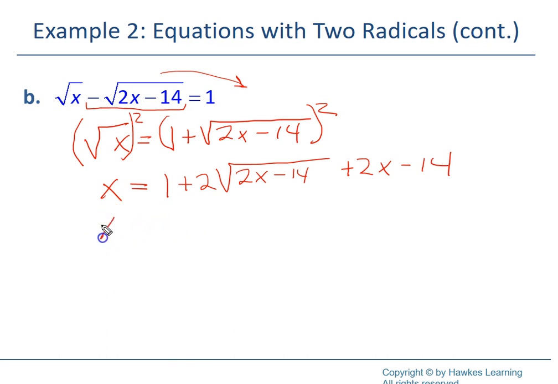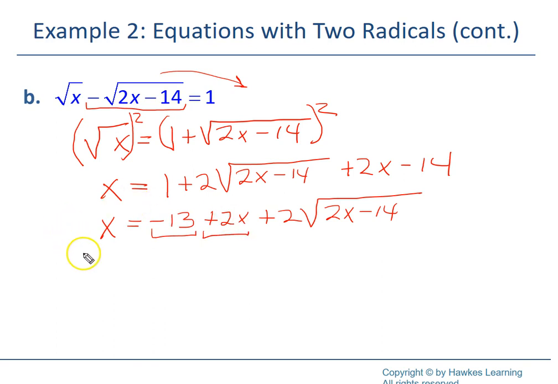In fact, let's just do it in steps so we don't get too confused. This is now going to be a negative 13. And we're going to take this plus 2x, just kind of moving this around again. And we have then plus 2, the square root of 2x minus 14. Okay. So now we're going to take these and move them to the other side. So this negative 13 on this side becomes a positive 13 on that side, just transposing that.